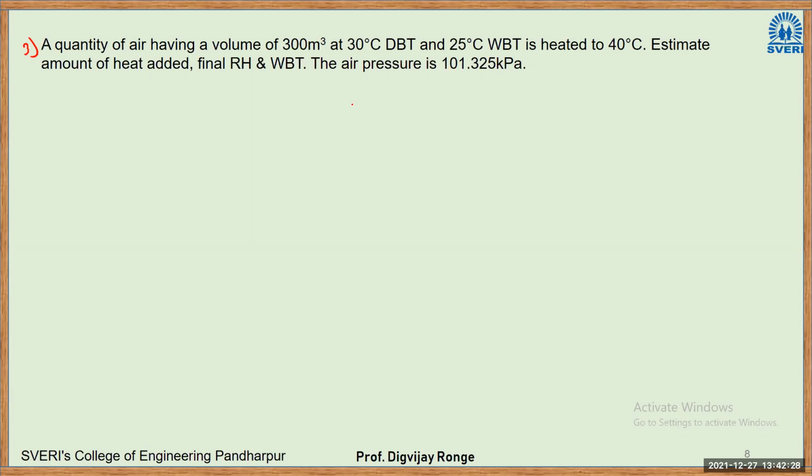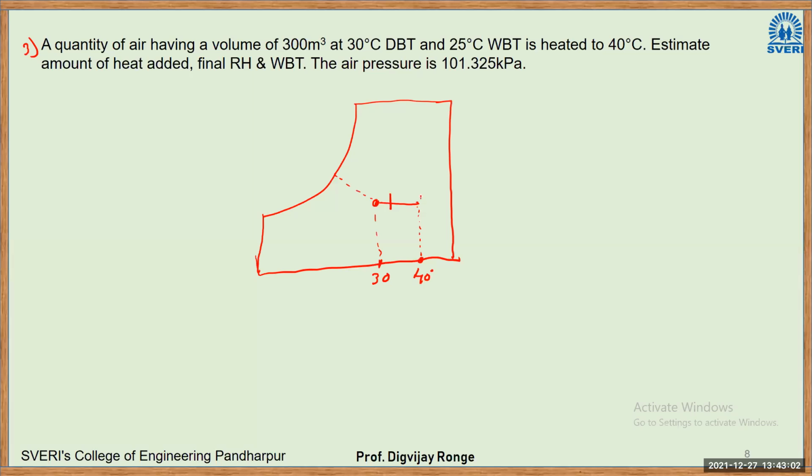Here in this case, definitely this is a case of sensible heating, where only heat is added for the purpose of increasing the temperature. Initially it is 30 degrees Celsius DBT and 25 degrees Celsius WBT. Wherever their constant lines intersect, that will be our point 1. Now it is heated to 40 degrees Celsius, so there will be a point where it intersects the 40 degrees Celsius constant line. This will be point 2. Estimate the heat added, final RH and WBT. So it is as simple as that.